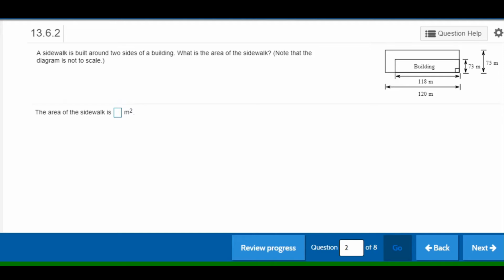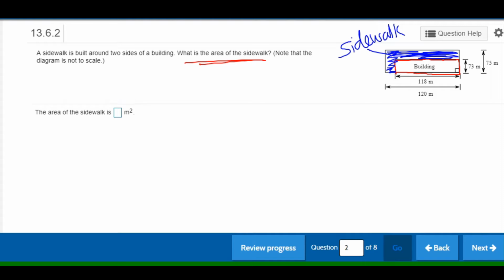All right, so we want to find out what is the area of the sidewalk. So we want to figure out how much space this sidewalk is taking up. So here we have the building. So this is the building. And the sidewalk is going to be on the outside of the building. So the blue is going to be the sidewalk. And we want to figure out how much area is taken up by the blue.